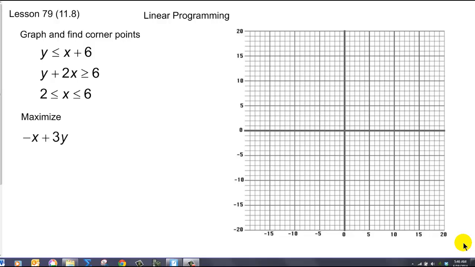Today we'll discuss linear programming, which is the application of systems of linear inequalities. Start by looking at the problem in front of us. We know we've got three lines that we have to go ahead and graph. They're mostly in slope-intercept form. We can either use that or the intercepts like we've done before. This is set up simply in slope-intercept, so I'll graph.